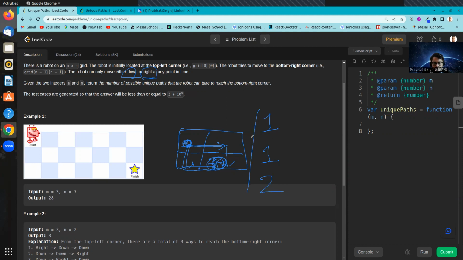Total how much? I think I've made some mistake. No, because one. Okay, yeah, fine, it's fine. One and two, so two plus one. So total how many paths are there?